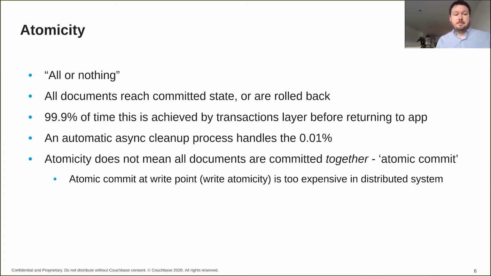Atomicity. The reason I'm doing this out of order is that I'm trying to explain the more complex ones last. Atomicity is all or nothing. It's the idea that all your documents either reach the committed state or they all roll back. So 99.9% of the time, this is going to be achieved inside your application by the transactions layer before returning control to the application. There are a few cases where we can't achieve it in that time frame.